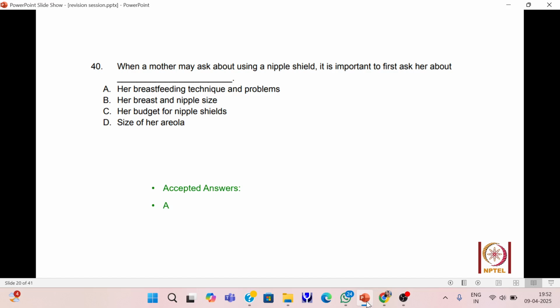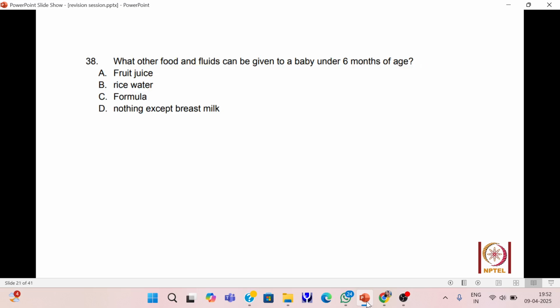The correct answer is her breastfeeding techniques and problems. Moving on to the next, what other foods and fluids can be given to a baby under 6 months of age? Fruit juice, rice water, formula, nothing except breast milk.